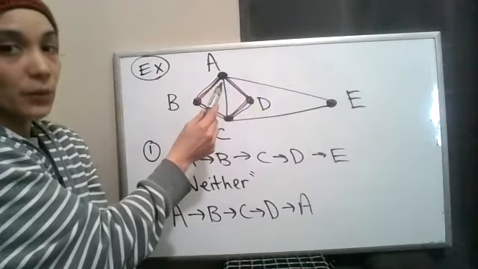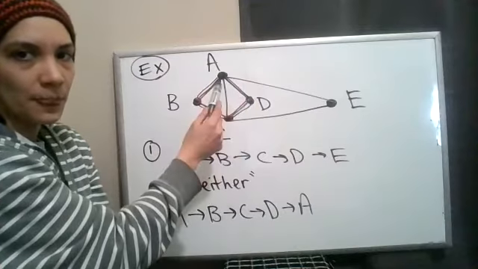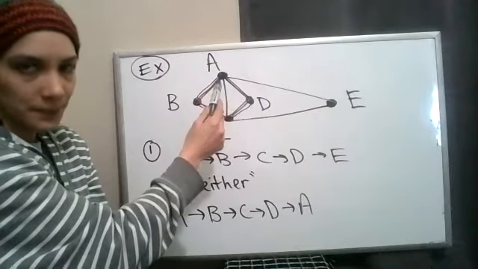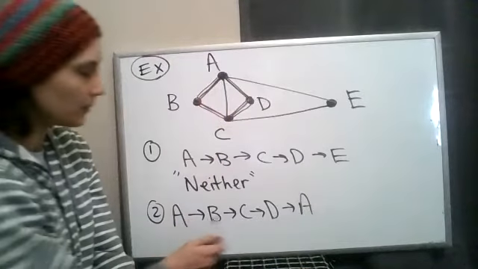So we have a walk. Every vertex was connected to the other by an edge. We used every edge one time, and the end is the same as the start. So this one is a circuit.